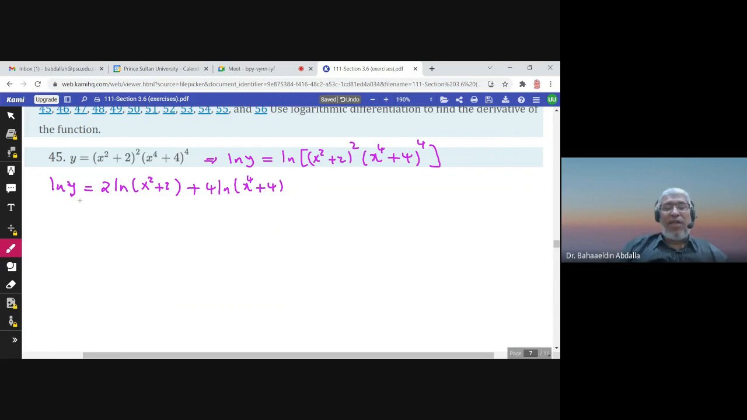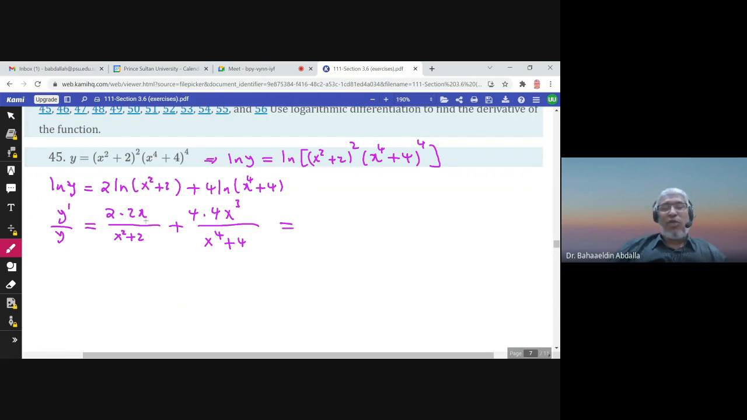Now I can find the derivative. So the derivative of ln y is y prime over y. The derivative of this is 1 over x squared plus 2 times 2x, and don't forget the 2 outside, plus there is a 4 here, 1 over x to the power 4 plus 4. Derivative of x to the power 4 is 4x cubed, and there is a 4 outside.